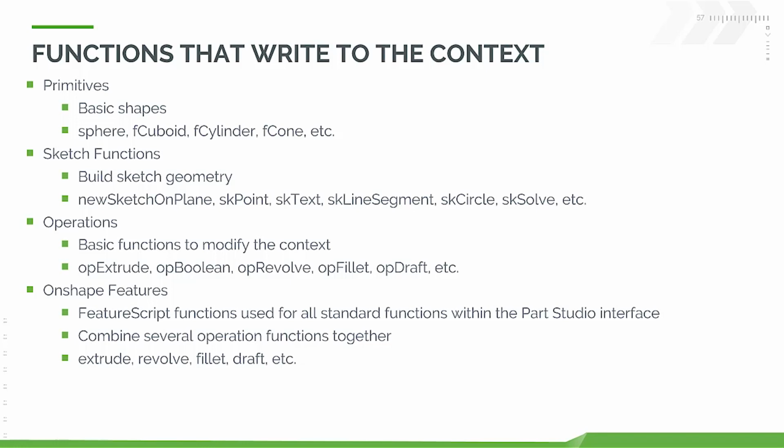Operations are the primary way in which changes are made to the context. All operations have the prefix op in the name. Onshape features are the FeatureScript functions used for all of the standard features. These are not best suited for programmatic use because they combine many operation functions together. For example, the extrude feature combines the op_extrude, op_boolean, and op_draft features, resulting in 29 parameters.